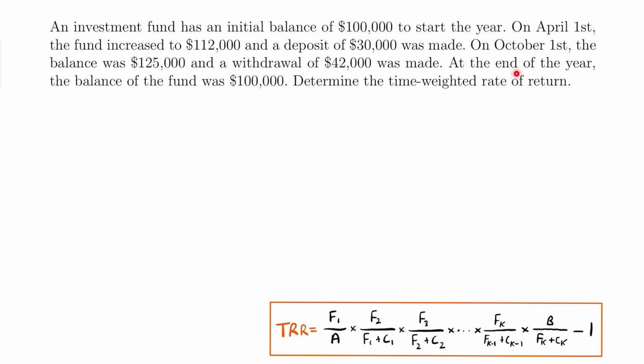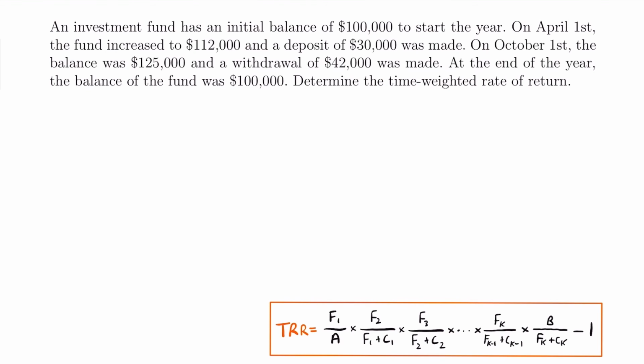Okay, so here's our example problem. We have that an investment fund has an initial balance of $100,000 to start the year. On April 1st, the fund increased to $112,000 and a deposit of $30,000 was made. On October 1st, the balance was $125,000 and a withdrawal of $42,000 was made. And then at the end of the year, the balance of the fund was $100,000. Determine the time-weighted rate of return.